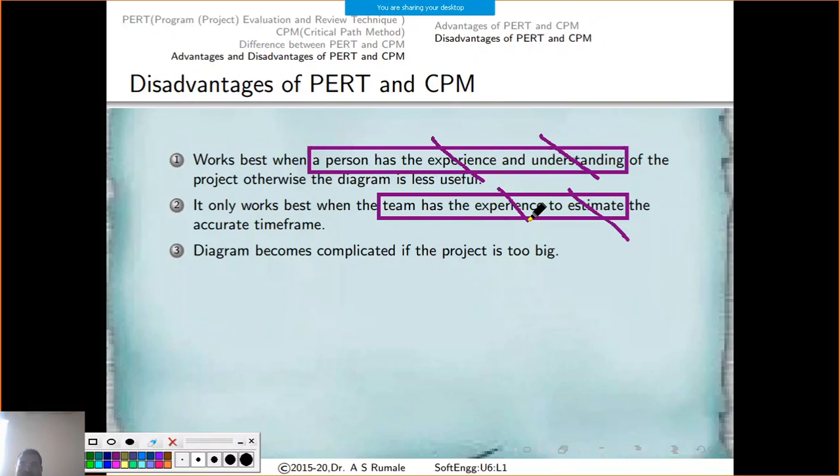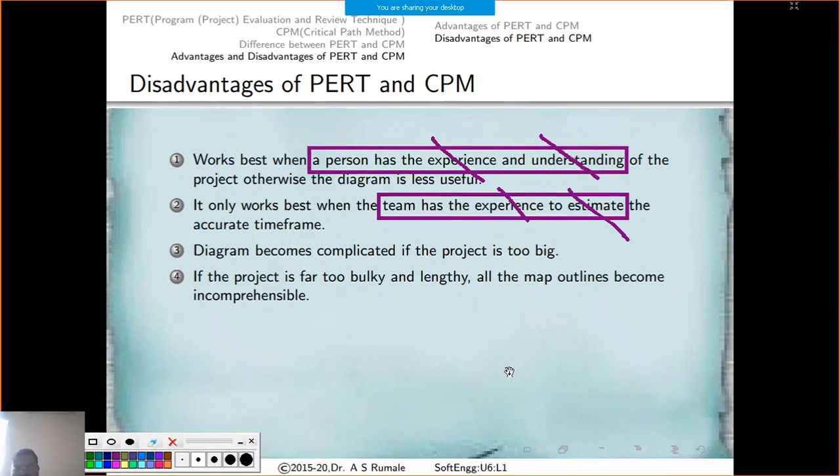Dividing a project into smaller manageable parts. If you have a very big project, instead of creating a PERT for the entire project, divide that project into smaller sub-projects, and for every sub-project create the PERT and CPM diagram. Then the diagram will not become complicated. But sometimes, if the team does not have sufficient experience, they create unnecessarily complicated diagrams, or they go unnecessarily into panic. This is the third disadvantage.